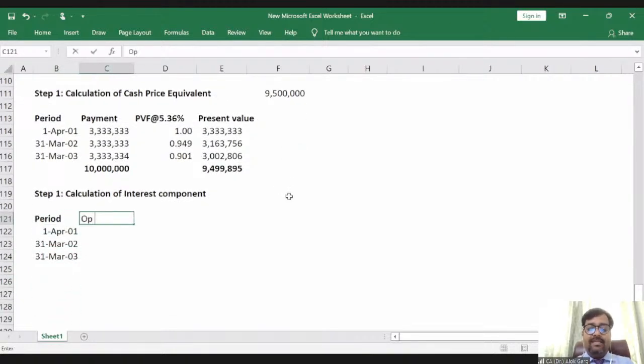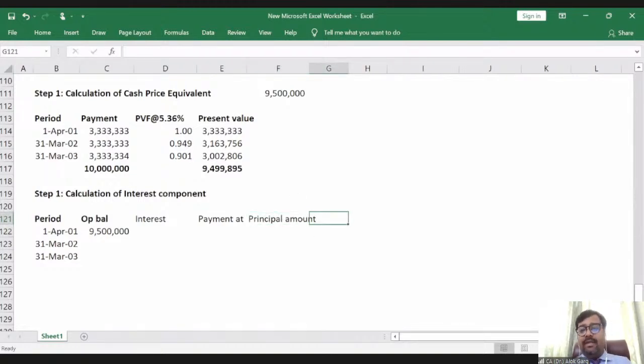What was my opening balance at the beginning of the year? Of course, my opening balance at the beginning of the year is 95 lakh. And what is my interest? Then my total payment at the beginning of the year, then my principal amount in the installment, payment of principal amount, and the remaining is my closing balance.